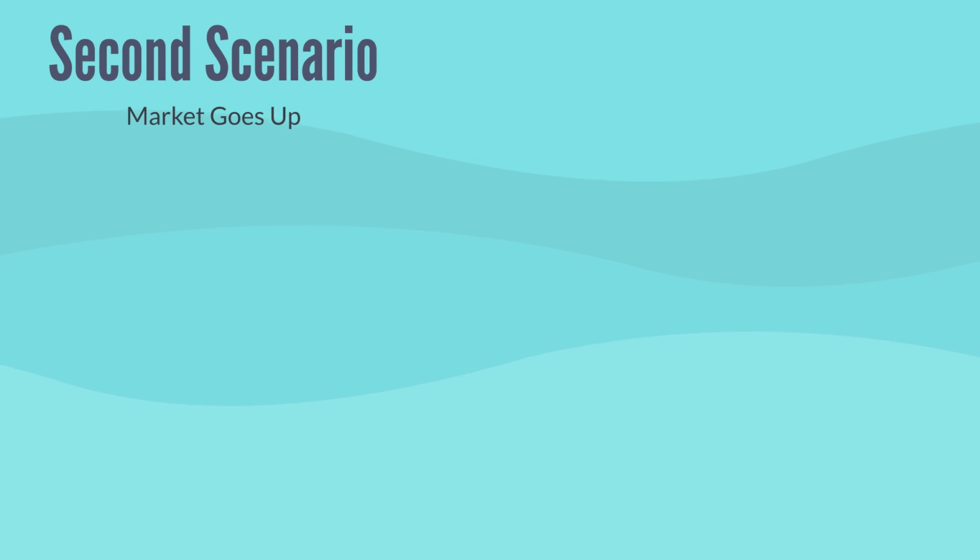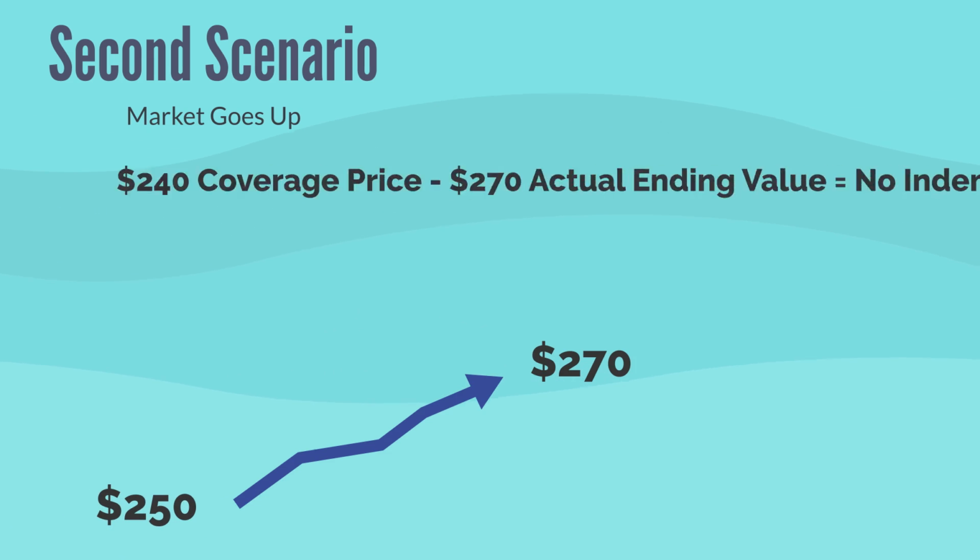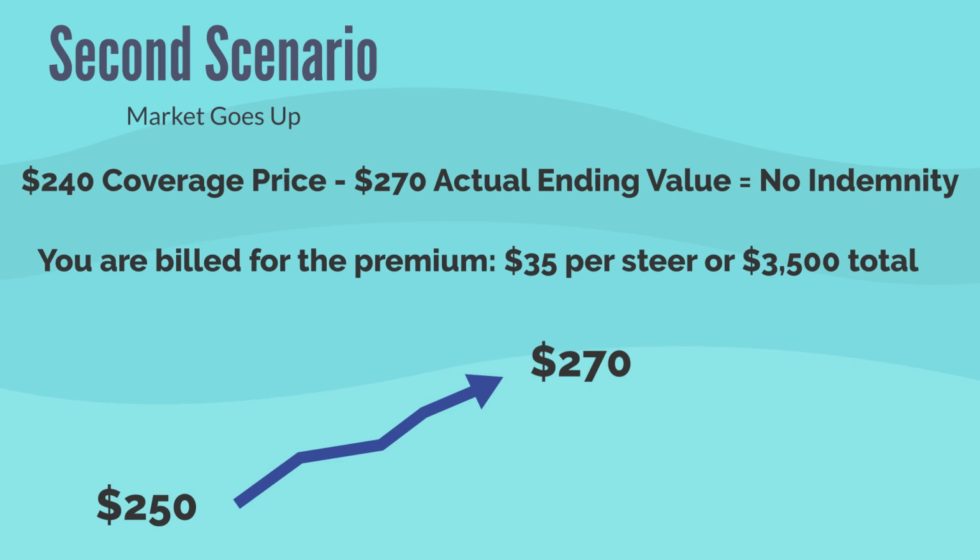Now let's do a scenario where the price goes up. This time, the cash price for feeder steers is $270, well above the expected price. Since the price coverage you chose is $240, your LRP insurance will not pay any indemnity and you will be billed for the total premium, $35 per steer, but you will be able to take advantage of higher market value.